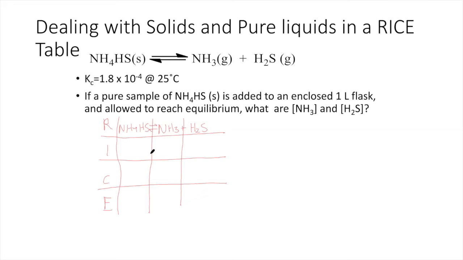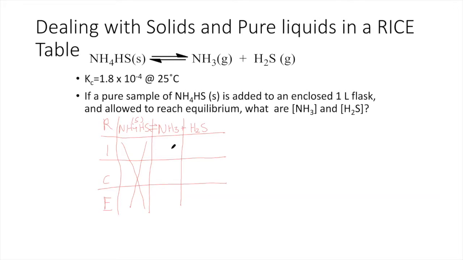All right, so here's what you do with the solid. Remember, this is a solid, okay? So the way you deal with that really is you just don't do anything with that column. But I think it's important to put it in the RICE table, and you'll see why in just a second. Once again, we're going to use the same technique that we have with other RICE table problems. That's really the unique thing about a RICE table with a solid or a pure liquid: you just ignore that column in terms of your calculation.